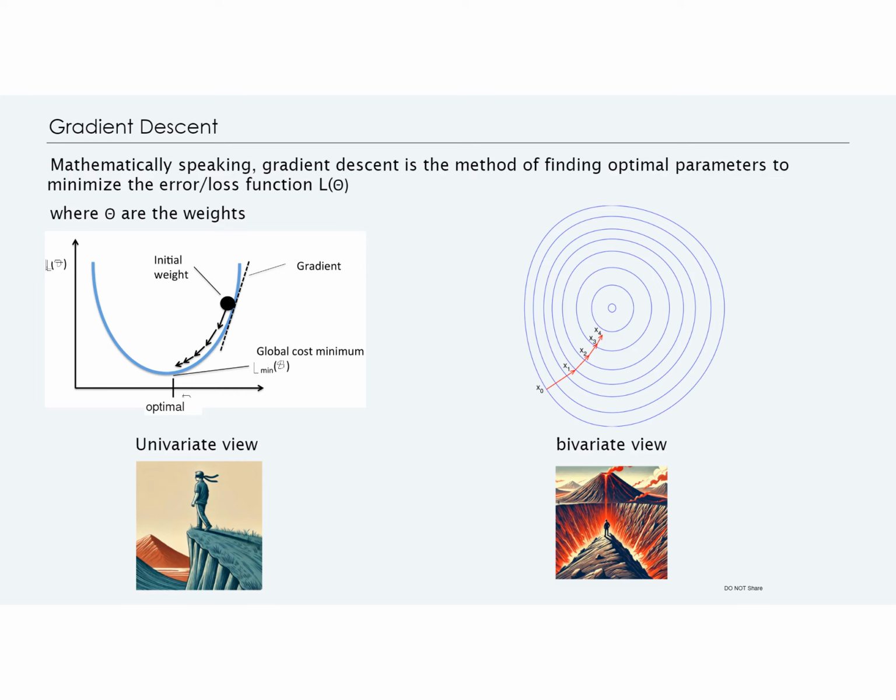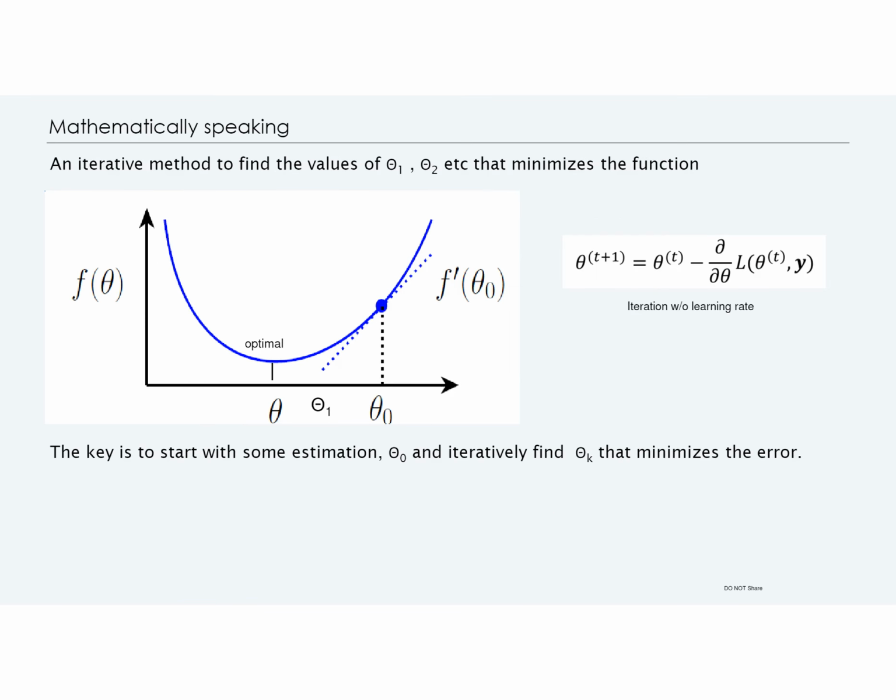We note that the univariate view only shows one theta, but in practice we have to look at many thetas based on how many independent variables we choose. In the bivariate view, or trying to find two thetas, it is like going towards the bottom of a volcano without knowing which direction you are going. So here is how we think of gradient descent.